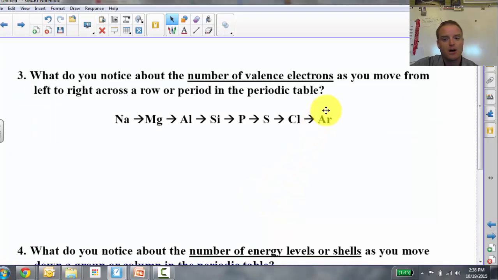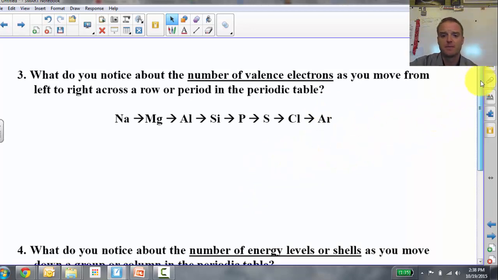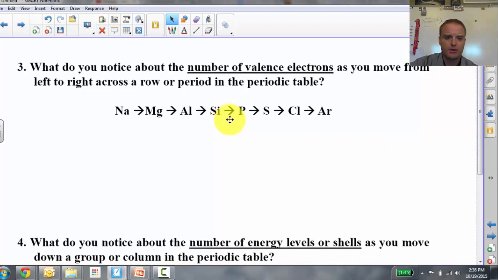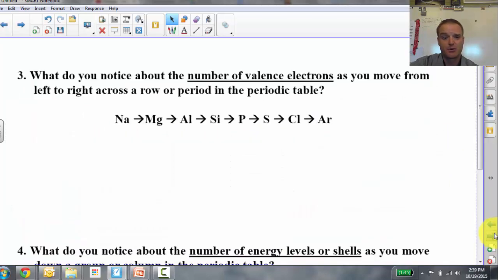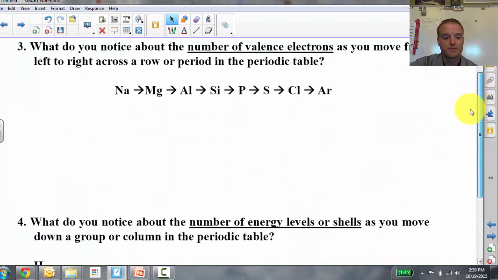So some things to think about. We talked about before valence electrons, and what are valence electrons. So some things we're going to notice about the periodic table when we're done: what do you notice about the number of valence electrons as you move from left to right across a row or period in the periodic table? The number of valence electrons would be the outermost electrons. Take sodium, magnesium, aluminum, silicon here. What's going to happen is they're going to go up by 1 for the most part.